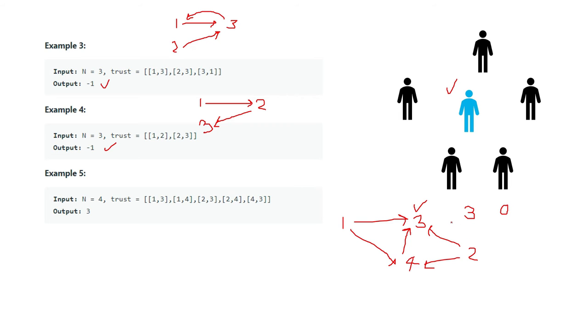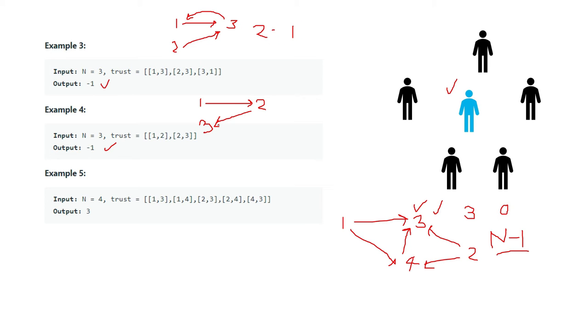So if for some node the in degree value is n minus 1, that means except that person, everyone else trusts him. So that is n minus 1, and the out degree value is 0. That means that guy doesn't trust anyone. Then that node will be our answer. So if you check here, we thought 3 will be our answer, but in this case, the in degree value is 2, but the out degree value is 1. So that's why it is not satisfying.